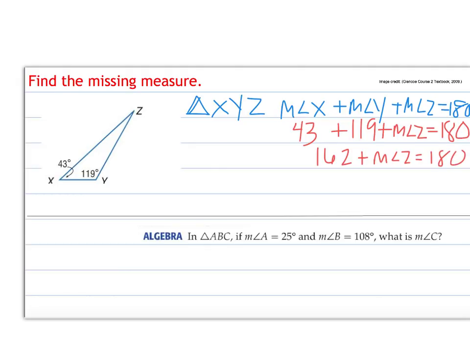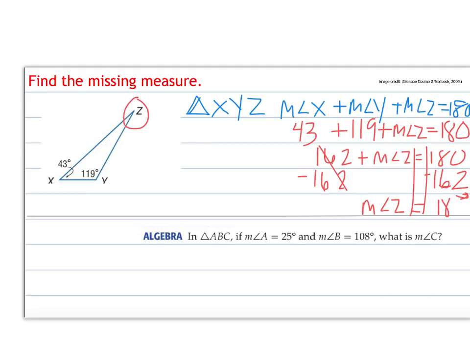So we go back to our unit where we learned one-step equations. So saying something plus 162 will get me to 180, meaning you can do your train tracks. Without that 162, that would leave us with just the measure of angle Z that we didn't know, which would be 18 degrees. And based on that picture, that's a reasonable answer because it's a pretty small angle.